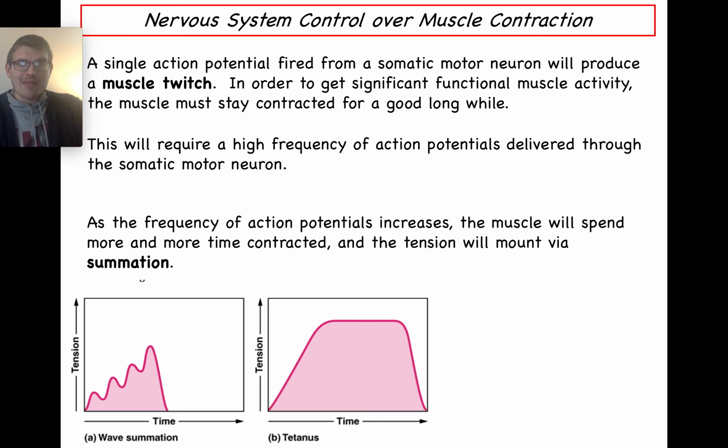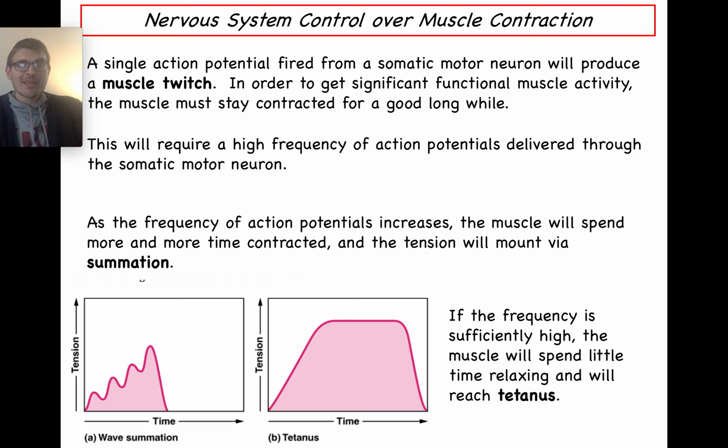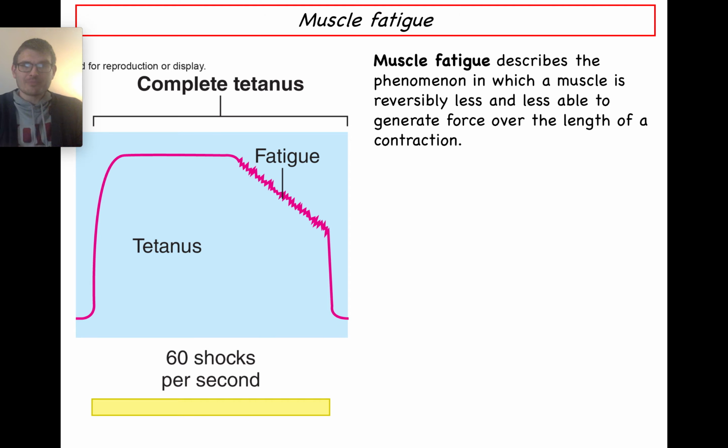In fact, the higher the frequency of the action potentials, the more those twitches start to sum together, and we get more and more strength and more tension in the muscle fiber. The maximum we can get is called tetanus. Basically, we reach the maximum in terms of the frequency of action potentials conducted through the axon of the somatic motor neuron, and the muscle fiber essentially spends all of its time contracted and none of its time relaxing. So we call that state of maximal tension tetanus.